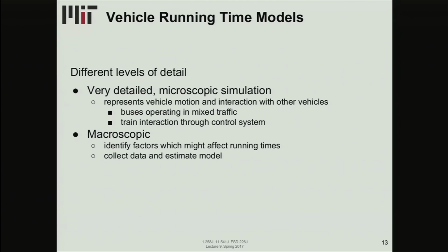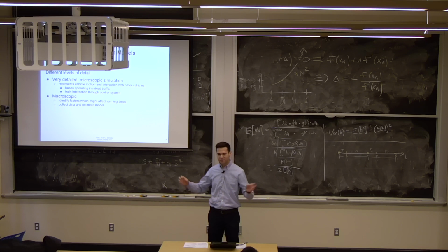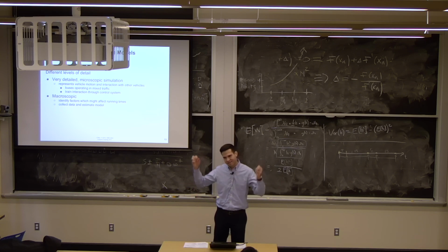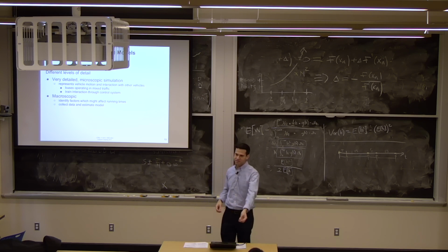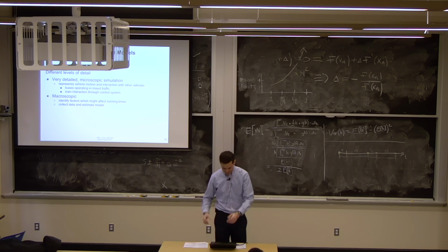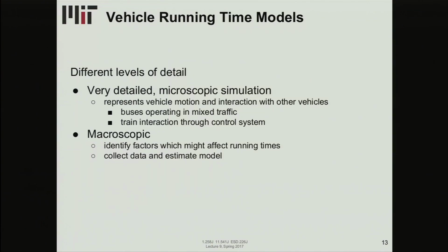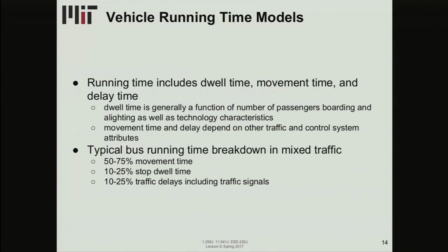That's a microscopic model. On the other hand, you have macroscopic models, which are not looking at all those details. Instead, they're saying, what are the running times that I observe as a function of time of day and driver, different components, right? And microscopically, we say this is the running time. So there's something in between called mesoscopic, when you have some parts that are detailed and others that are not. So different levels of modeling.